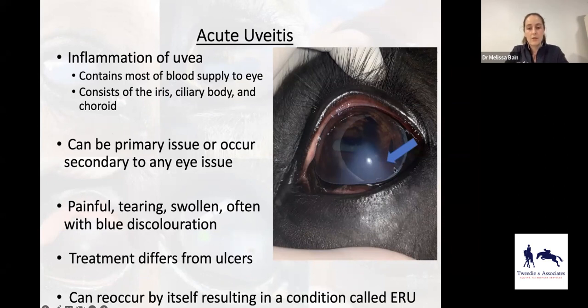So here we've got a little bit of blue discoloration of the cornea, a really quite small eye. This mare was really painful. There was no ulceration, but she did develop a uveitis from that trauma. The most common signs we'll see are being very painful, tearing, swollen, and sometimes blue, sometimes yellow or white discoloration of the eye. Probably the take-home message for uveitis is that the treatment is fairly different from ulcers, and they often don't respond to the same treatment.